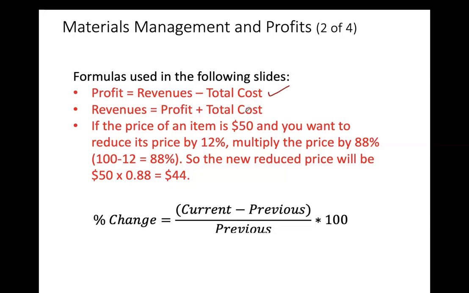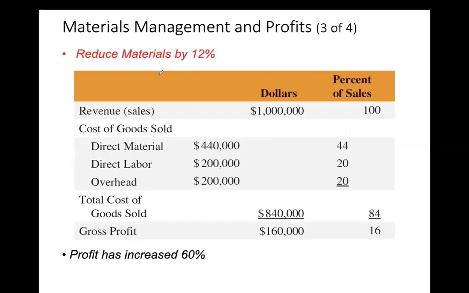And if the question is that the price of an item is $50 and you want to reduce it by 12%, you multiply it by 88. So 100 minus 12 is equal to 88%. So 50 multiplied by 88% is equal to 44. Another formula that we'll be using is percentage change. How much change is happening? And for that, this is a formula: current value minus previous value, divided by previous value, and multiplied by 100 to get percentage.